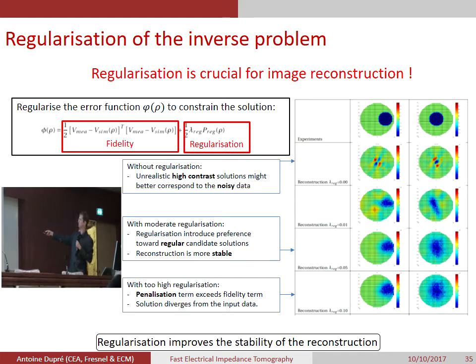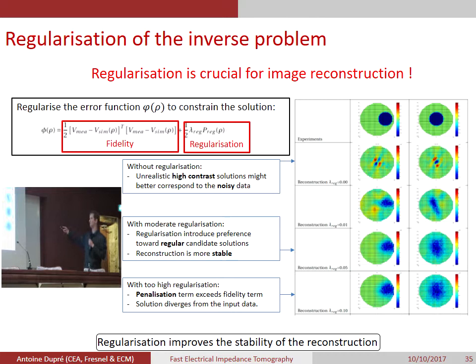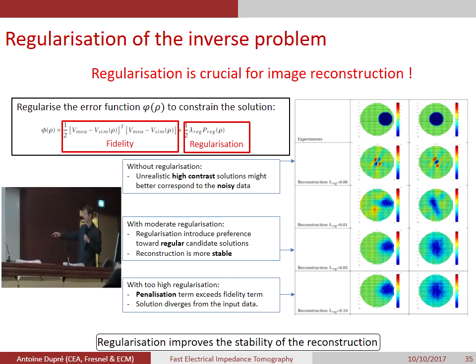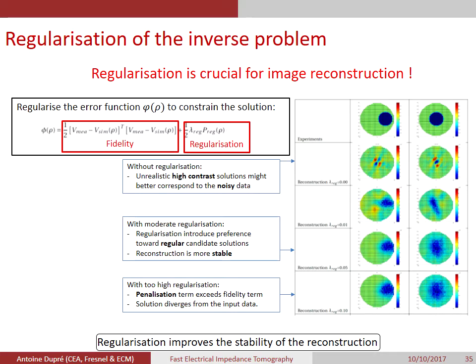So when you introduce a moderate level of regularization, by forcing the candidate solution to be regular, it makes the reconstruction more stable. If you add a little bit of noise, the solution will not change much. It will still fit the data quite well. And when you increase the regularization too much, it's possible that this term exceeds the fidelity term, in which case the candidate solution will be regular but not best match the data. So in the end, you want to find a moderate level of regularization to perform the reconstruction.